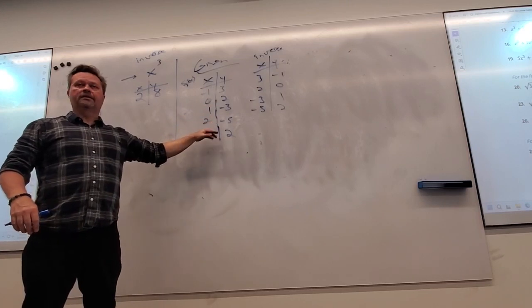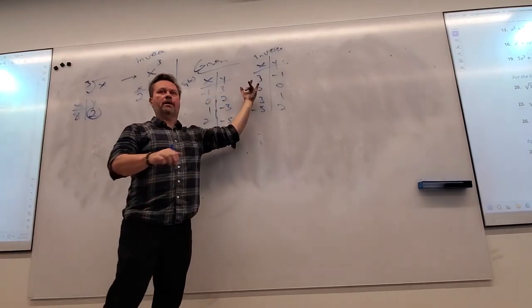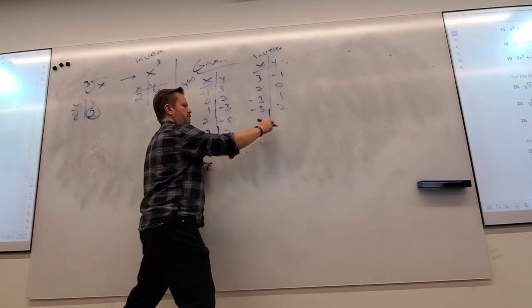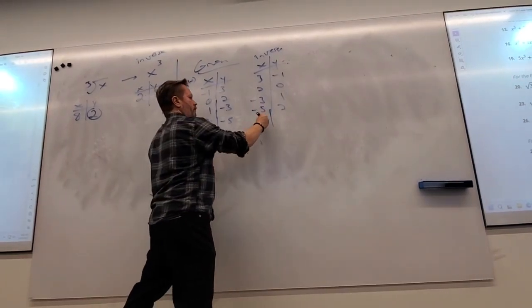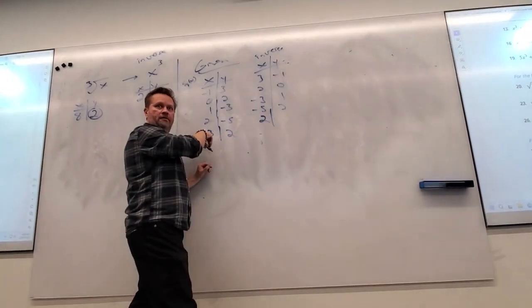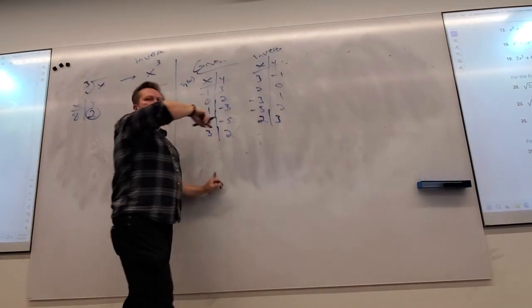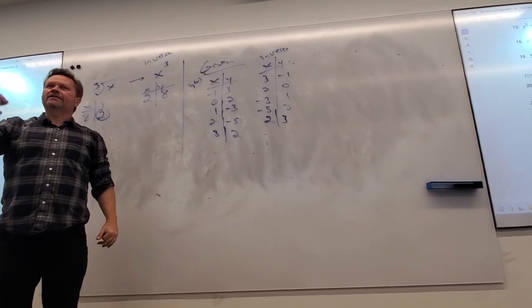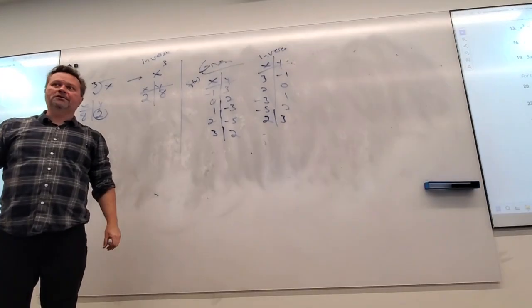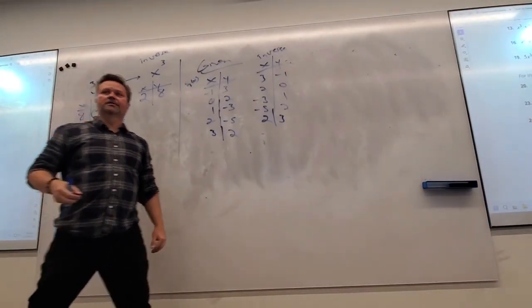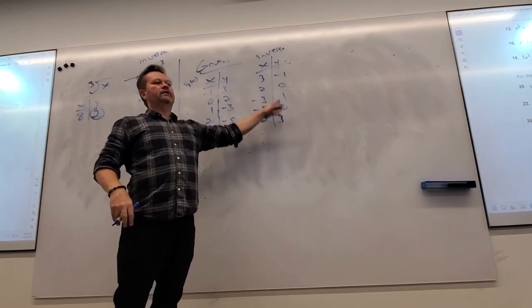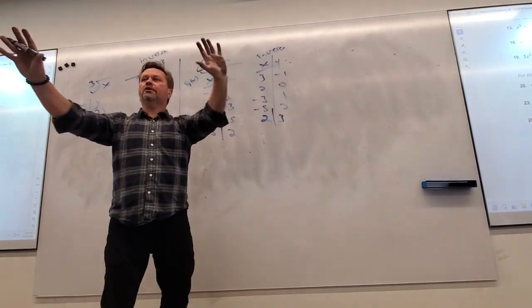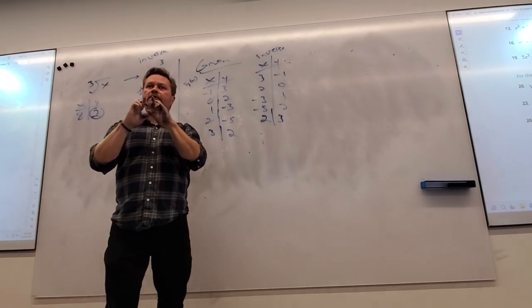Now, when I try to make the inverse, what happens? What's the extra thing I gotta put down? If I put this flipped, you with me? Is that a function? Is there an input that has more than one output? What's the output for 2? 0 or 3. Is that a function? No. Good, okay, good.